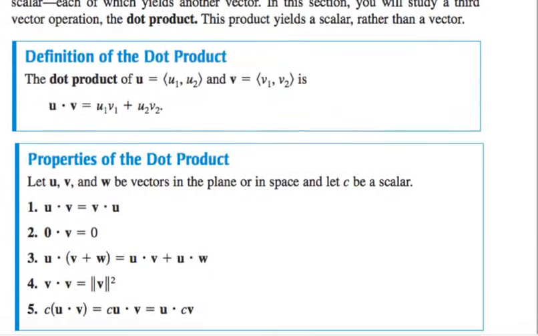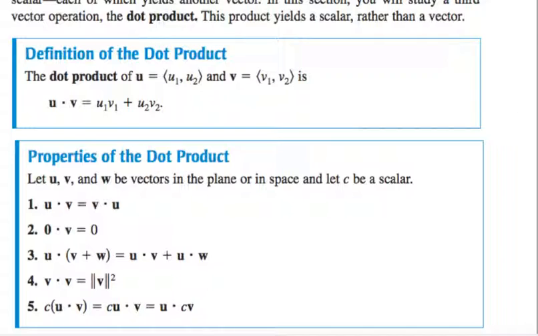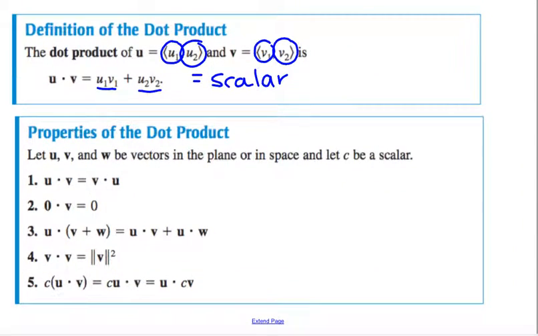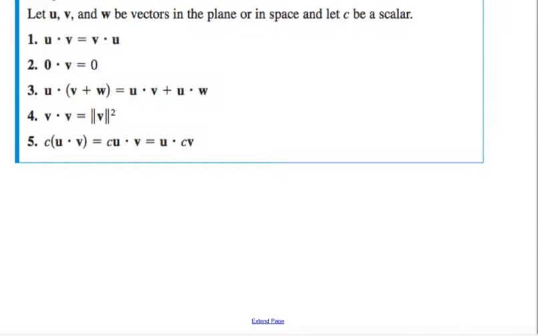So again, to review, the dot product of two vectors is you take u sub 1 times v sub 1 plus u sub 2 times v sub 2, and you add those together and you'll get a result of a scalar. Now, there are some properties here that we need to pay attention to, because now we're not always going to get the result as scalar in regards to these properties. So we'll have an example on the next slide, and you'll see that.